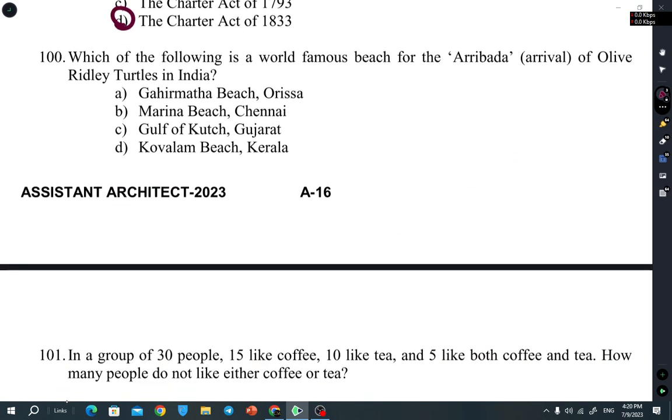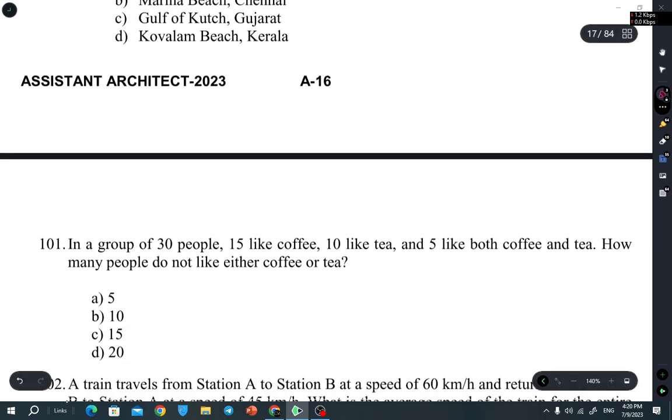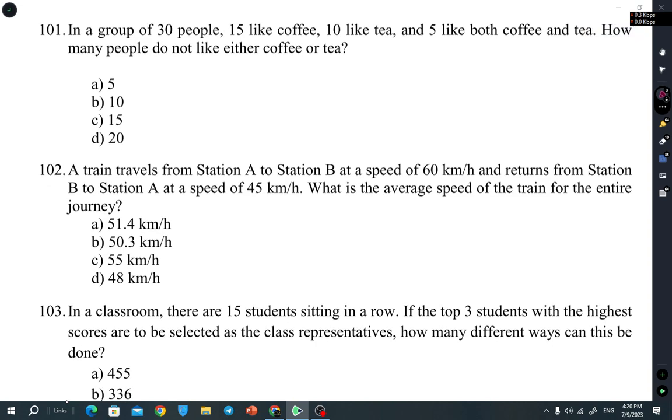Which of the following is a world famous beach for the Arribada of olive ridley turtles in India? Option A. Gahirmatha Beach, Orissa. In a group of 30 people, 15 like coffee, 10 like tea, and 5 like both coffee and tea. How many people do not like either coffee or tea? Option B. 10.